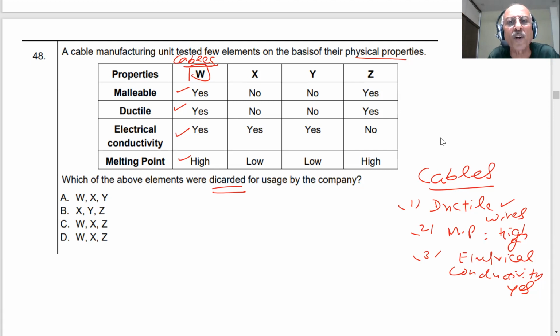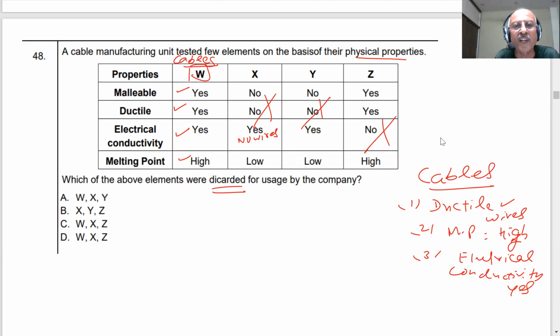X says it is not malleable, it is not ductile, so no wires can be produced. Not ductile means wires cannot be made. No wires can be made, student. Then it is not correct. Y also is not ductile, so it does not go. Z is malleable and ductile, but electrical conductivity is not there. Wires will be there, but it will not conduct electricity. This cannot be used, student.